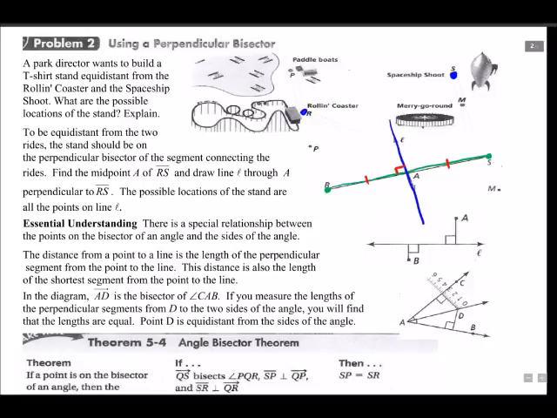And I know that any point on this perpendicular bisector is going to be equidistant from my two rides here. So it'll be equidistant from here and equidistant from here. So where do I want to put my t-shirt stand? I could put it right here in the middle, right? That's equidistant. Those two are congruent.